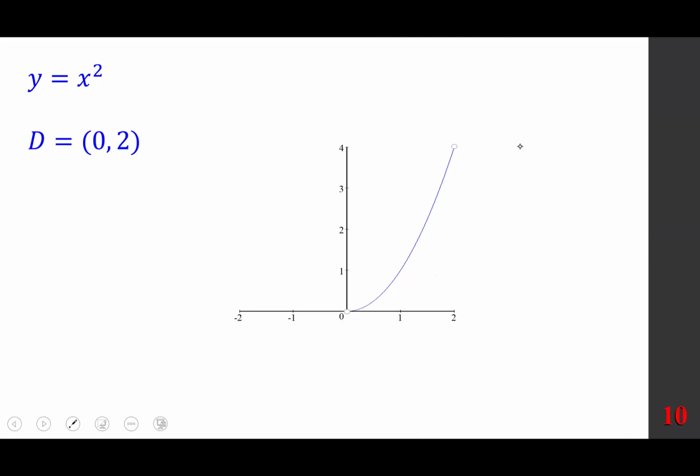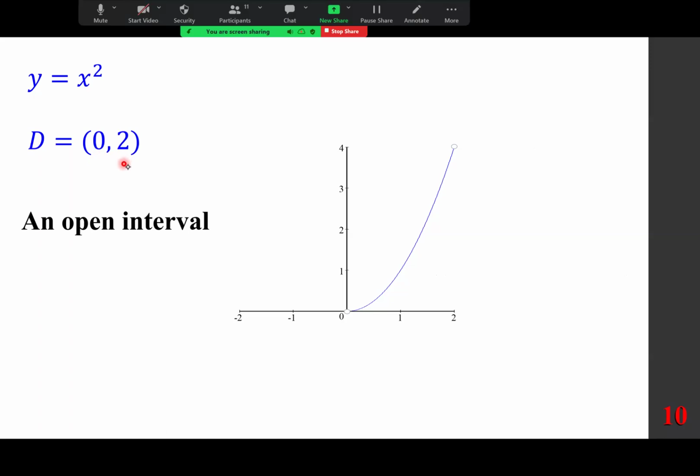Now, if we make this an open interval, none of the endpoints are included. So we get a hole here as well as here. We don't have a minimum. We don't have a maximum. We don't have any local extrema either.